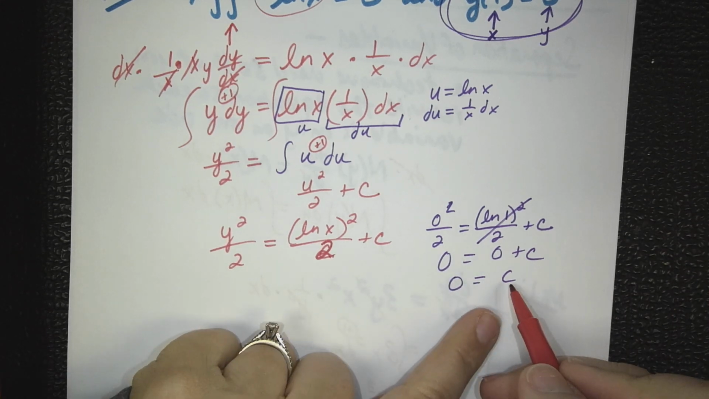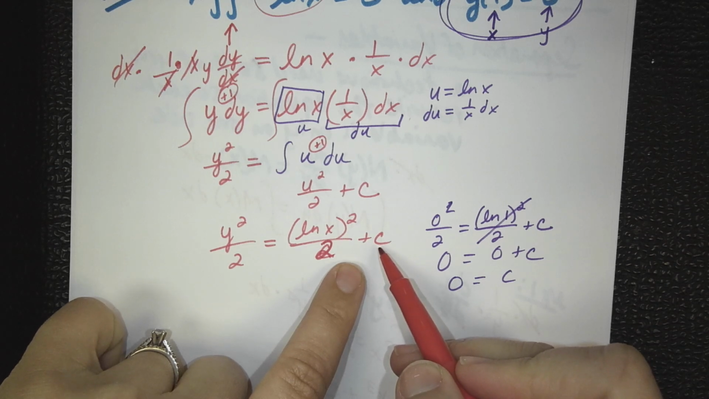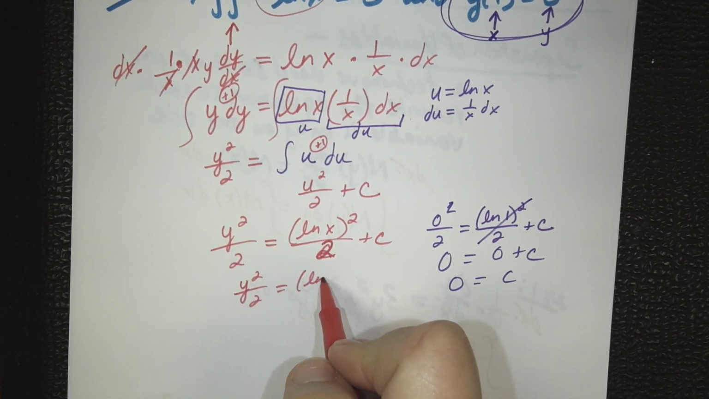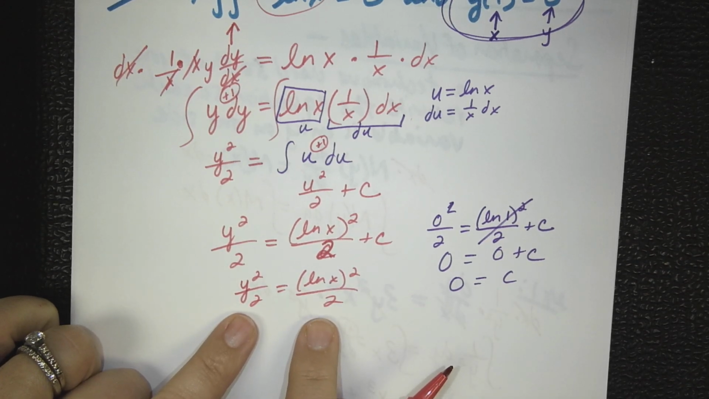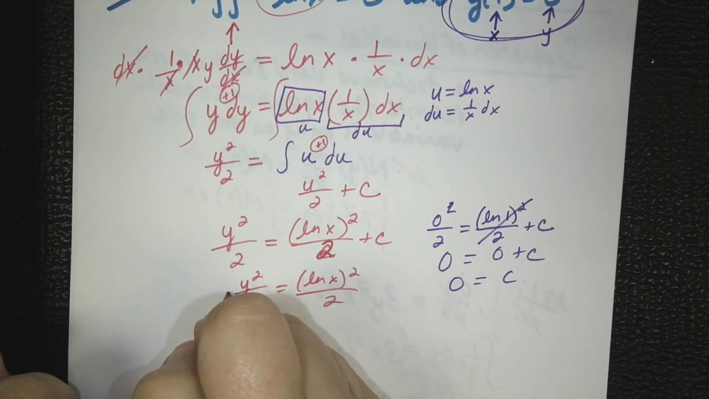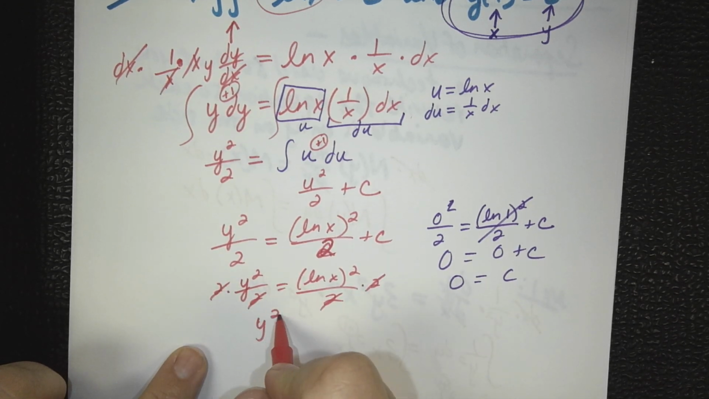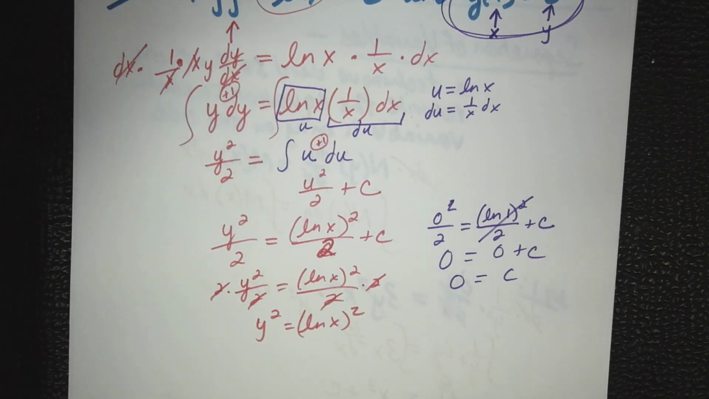And then this is the last step. You're going to now replace c with 0. But then that would just be y squared over 2 equals ln x squared over 2. And then really, do those 2's matter? No, because if you times by 2, they just go away. So y squared equals ln of x squared. Now, could you take a square root and then solve for y? Yes, you'd put a plus or minus.